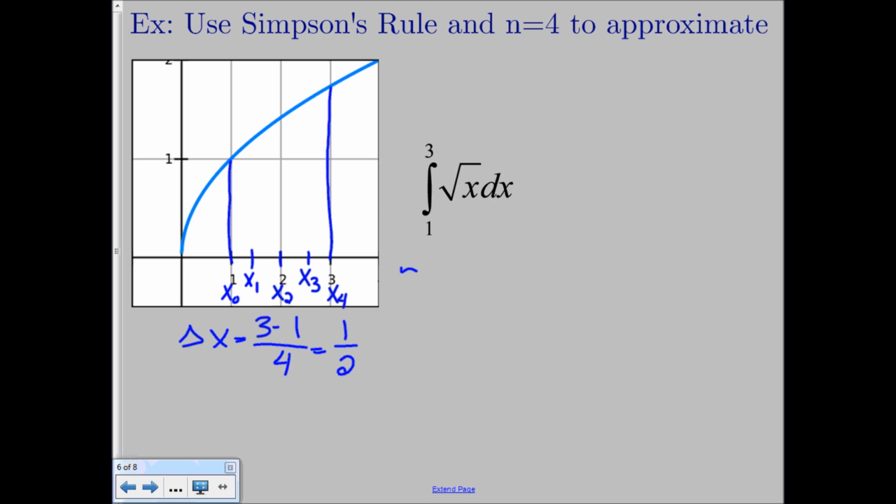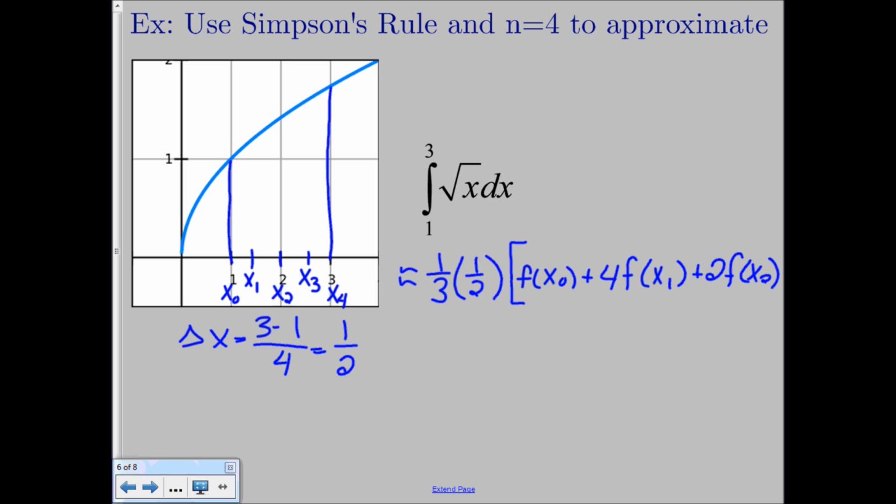So now we can substitute in with Simpson's rule and get that this is just going to be 1/3 times delta x, which is 1/2, times f of x naught plus 4 f of x1 plus 2 f of x2 plus 4 f of x3 plus 1 f of x4 for our final one.